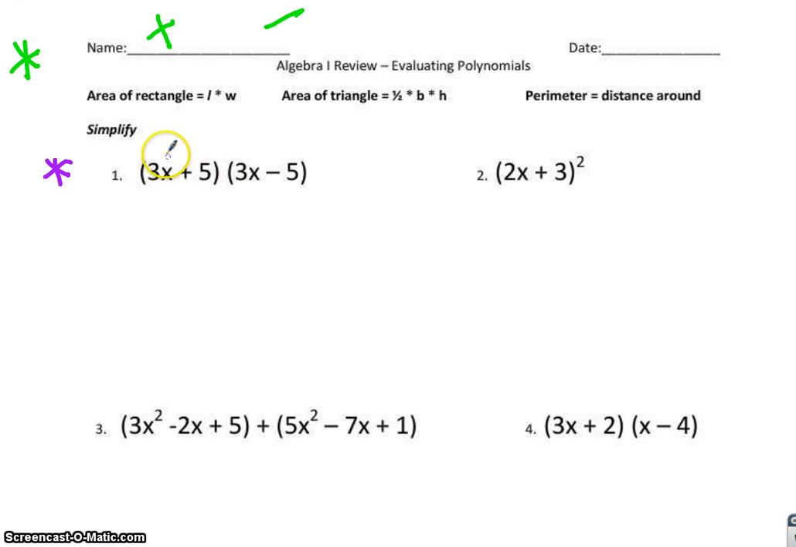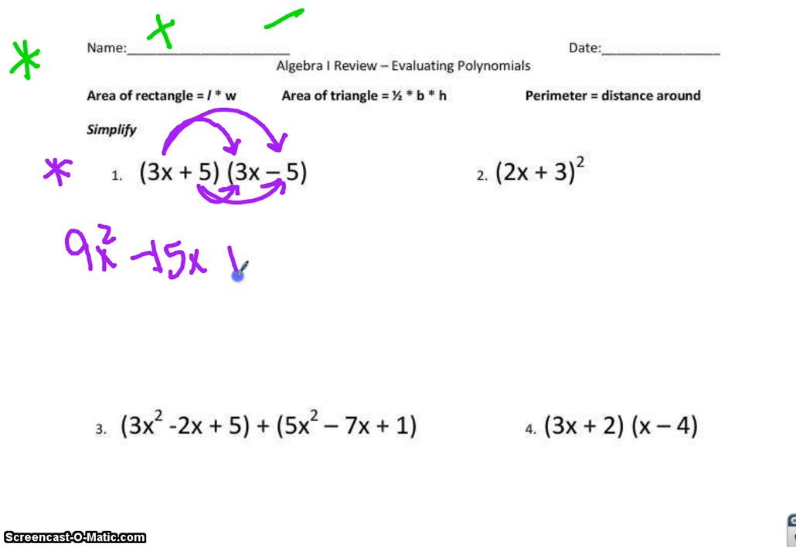So you're going to distribute 3x times 3x, 3x times negative 5, 5 times 3x, and 5 times negative 5. 3x times 3x, 9x squared. 3x times negative 5, minus 15x. 5 times 3x, plus 15x, and 5 times negative 5, minus 25. Keep in mind the two terms in the middle will combine.